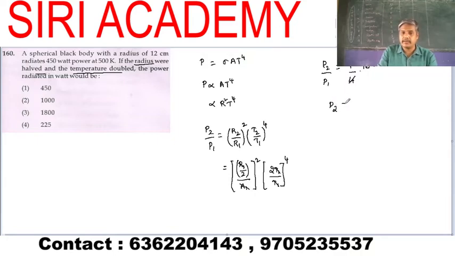So P2 is equal to 4 times P1, that is 4 into 450 watt, which is equal to 1800 watt. So the correct option is the third.